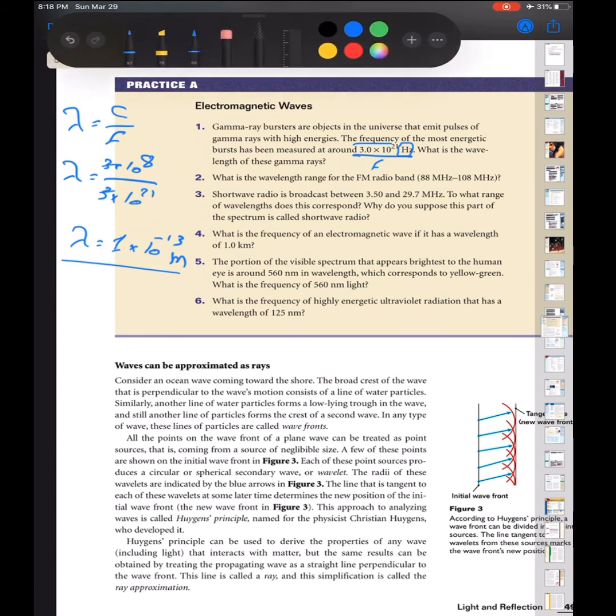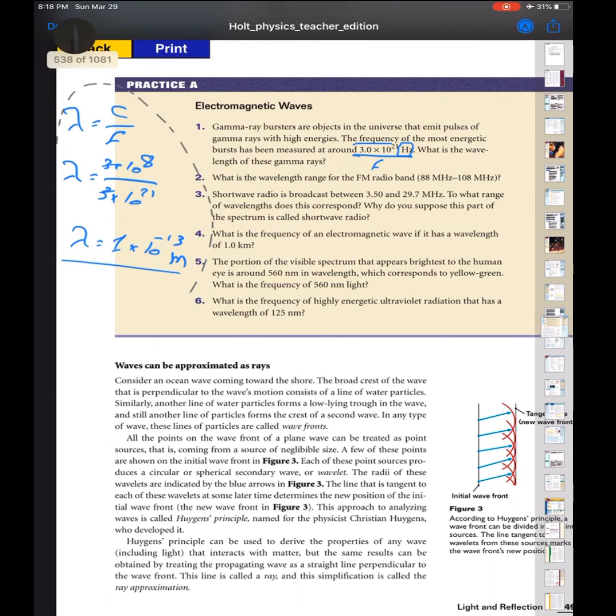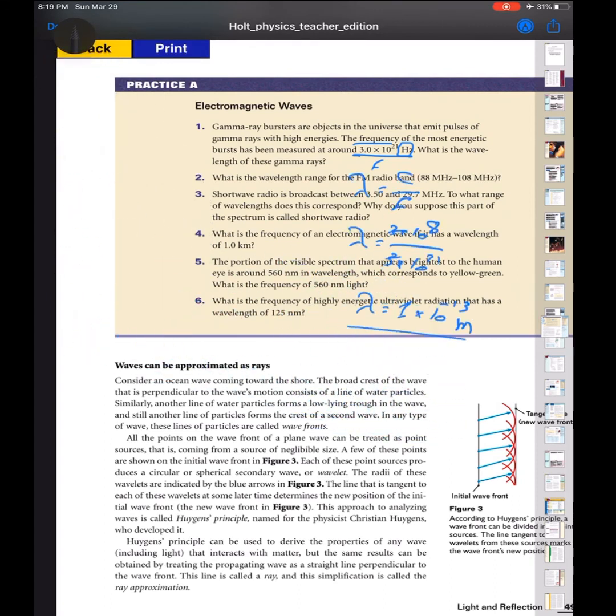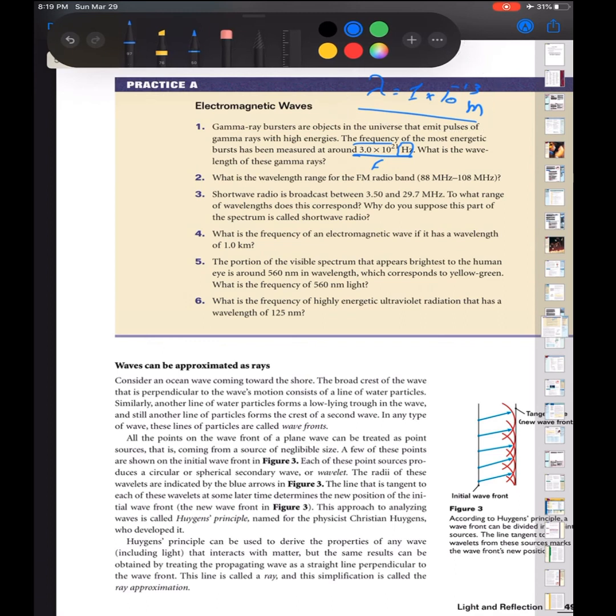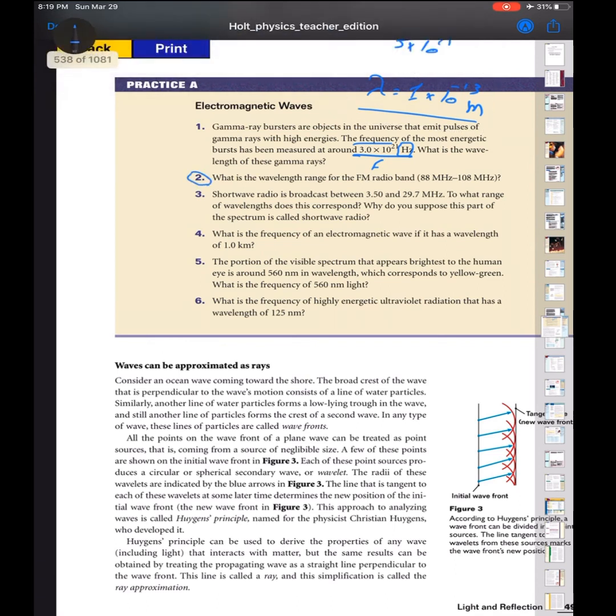Okay, that's the first question from the practice. For the second question, let's just send this one away. We don't need it. Now we are going to come to the second question: what is the wavelength range for the FM radio band, which is 88 megahertz to 108 megahertz, guys?